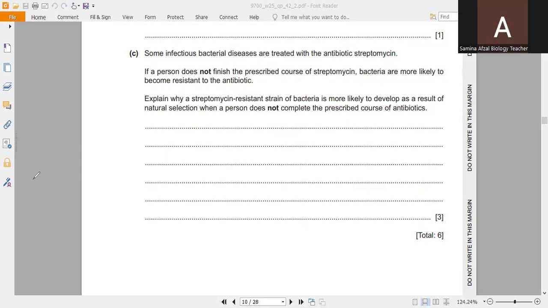So the bacteria with resistant alleles survive incomplete treatment. These surviving resistant bacteria multiply rapidly, as they no longer have competition from susceptible bacteria. So they pass the resistance alleles to their offspring. So over time, the frequency of the resistant alleles increases, leading to a population that is predominantly resistant to streptomycin. So this is worth 3 marks. So briefly, we have to explain this.